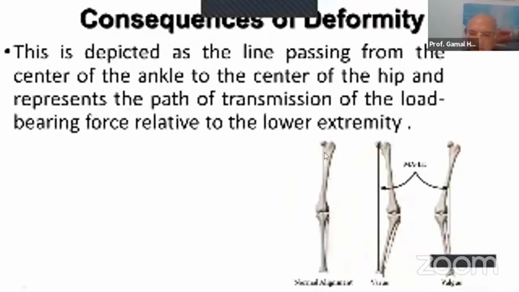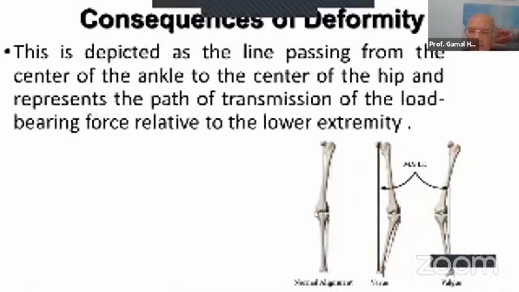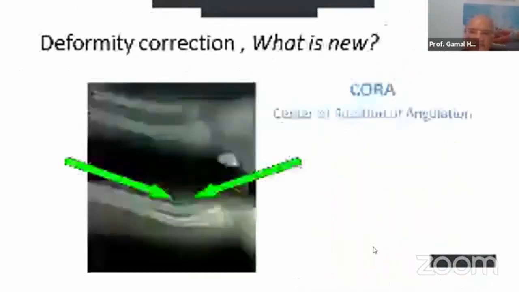Normally, this line, from the center of the hip to the center of the ankle, passes almost through the center of the knee. In cases of deformity, if it passes medial to the center of the knee, that means we have a varus deformity. And if it passes lateral to the center of the knee, that means we have a valgus deformity.